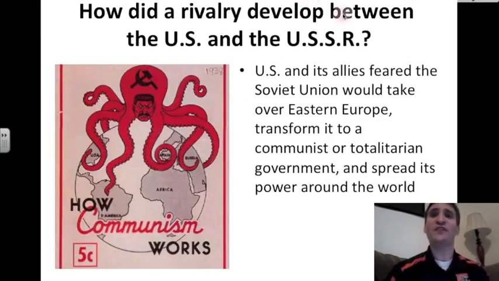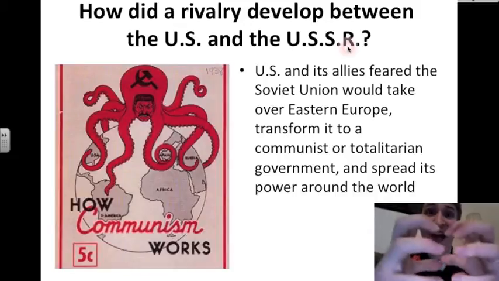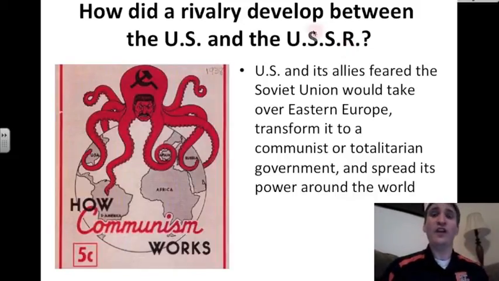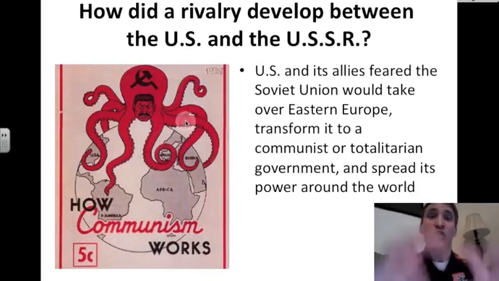How did a rivalry develop between the US and the USSR anyway? At the end of World War II, let's remember, they fought together. So how did they break apart? Well, the US and its allies feared that the Soviet Union would take over Eastern Europe, transform it to a communist or totalitarian government, like was the case in Nazi Germany or fascist Italy or Japan, and spread its power around the world. So the US feared Stalin and the Soviet Union would spread its tentacles and its communist ways throughout the world.